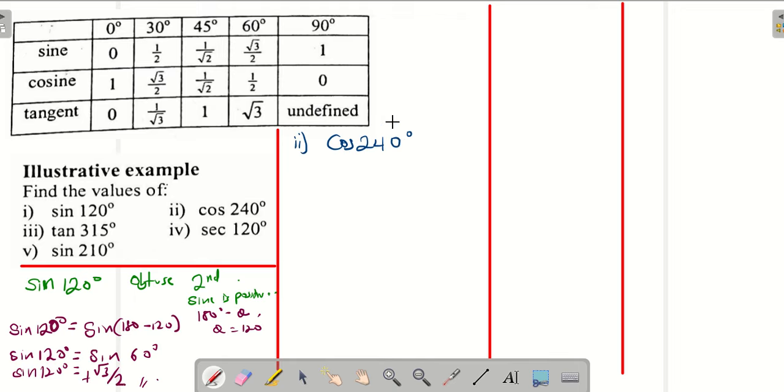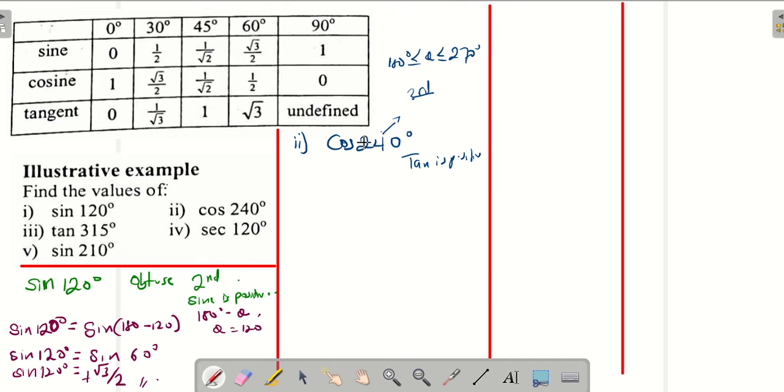Now we know that 240 degrees is in the third quadrant, in between the angles 180 degrees and 270 degrees. And we know that in the third quadrant, cos is negative because the only ratio which is positive is tan. Tan is positive. Therefore, cos has to be negative.